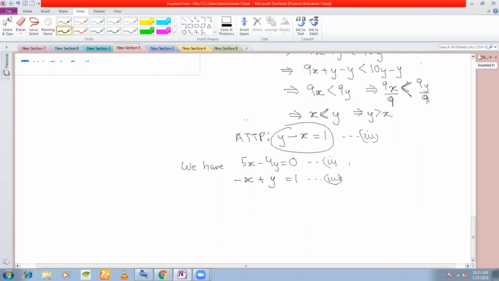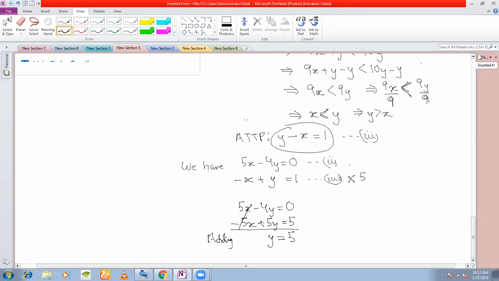So in order to eliminate x, what do I need to do? I need to multiply this by 5. So I get 5x minus 4y is equal to 0, and I get minus 5x plus 5y is equal to 5. Now what should I do? See that plus 5x and minus 5x, they are of opposite signs. Therefore, I must add in order to get 5x cancelled. So adding, this gets cancelled. You get 5y minus 4y, which is only y, is equal to 5. So you're getting y is equal to 5.